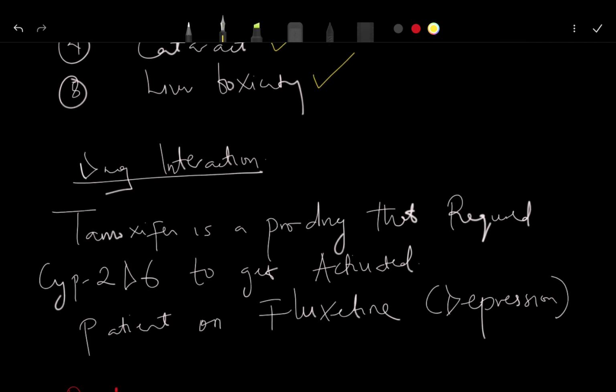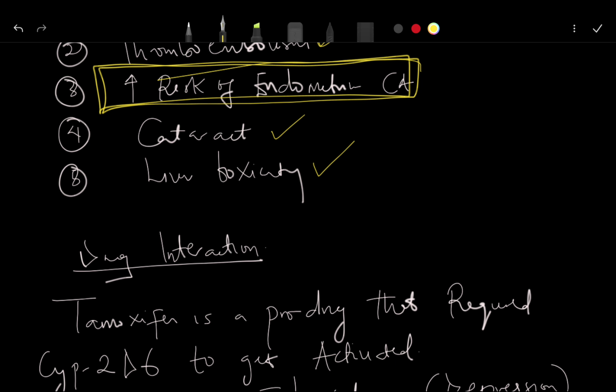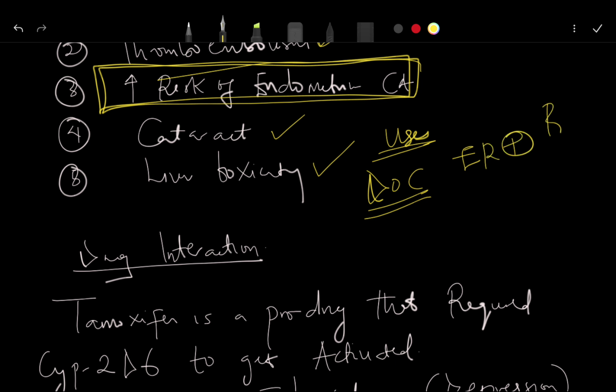Now, there are some drug interactions of tamoxifen. But before we go to drug interactions, let me tell you about the main use of tamoxifen. What do we use it for? What is the major use of tamoxifen? Tamoxifen is the drug of choice for estrogen receptor positive breast cancer. So it is the drug of choice we use for breast cancer patients that have estrogen receptor positive. You understand? So tamoxifen is the drug of choice for ER positive breast cancer.